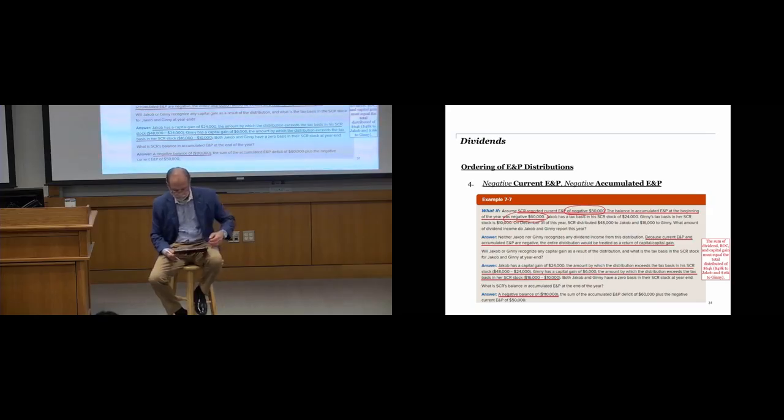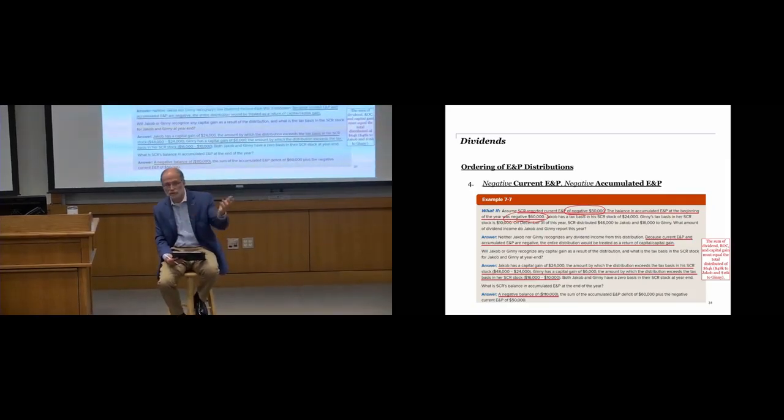And so the answer to this would be that Jacob has a capital gain of 24,000, the amount by which the distribution exceeds the tax basis in his SCR stock, that is 48,000 less 24,000. So I have to get to 48, right? And I don't have any E&P, so that's 0. Then I go to my next category, return of capital, I've got 24, so I knock it in half, and then that extra 24 is going to be capital gain.